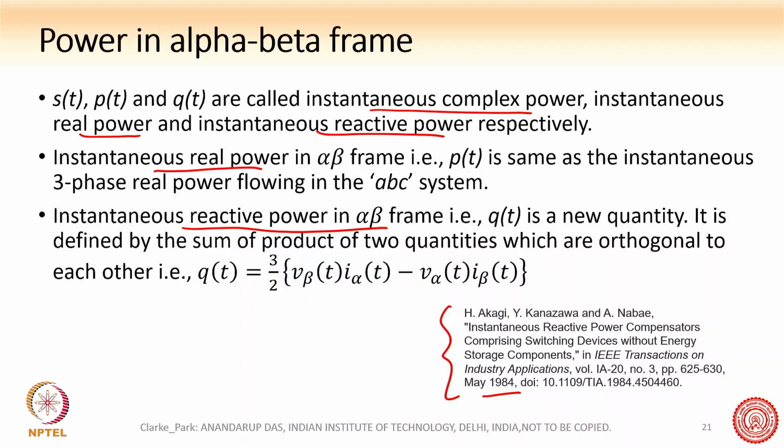This instantaneous reactive power under the balanced case is basically equal to the three-phase reactive power, but it has a completely different meaning because it depends on orthogonal quantities: two orthogonal quantities, V alpha, V beta, I alpha and I beta. We will not go into more theoretical discussions on it, but rather use this as the definition of the instantaneous reactive power in the alpha beta domain.